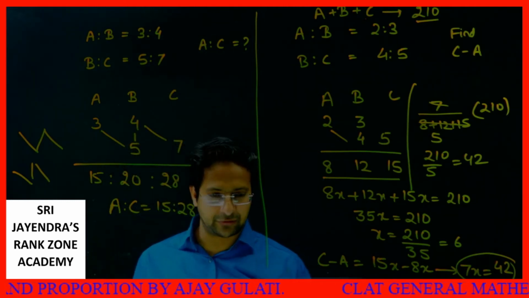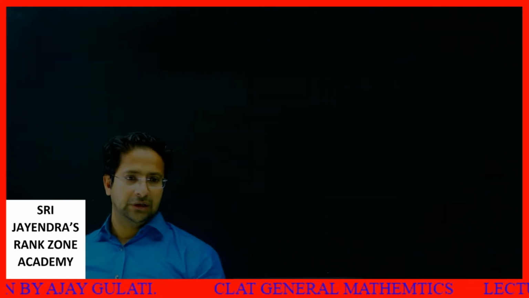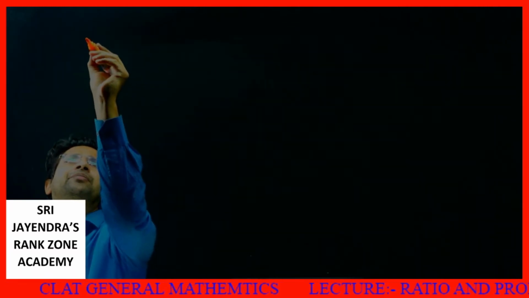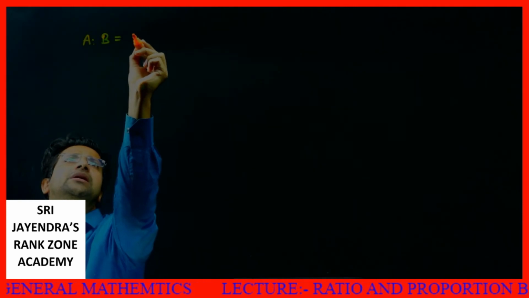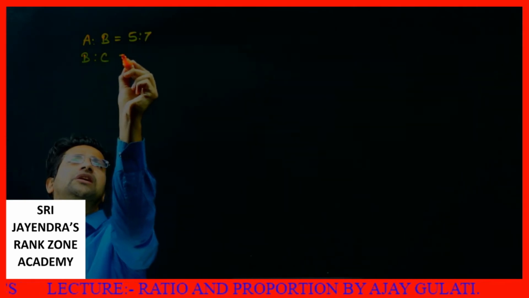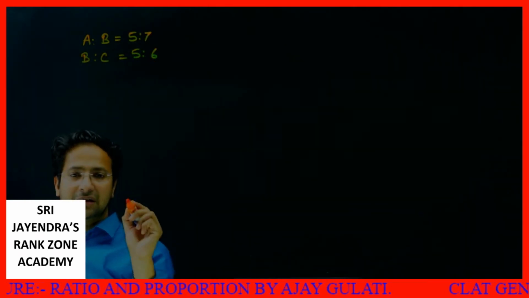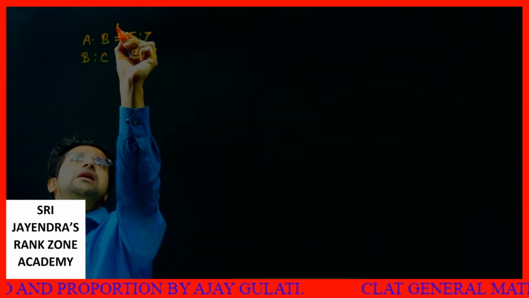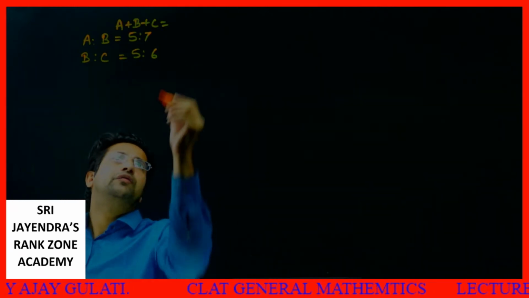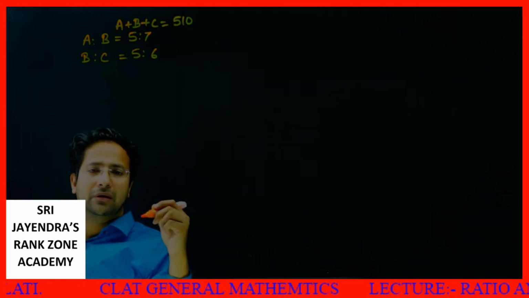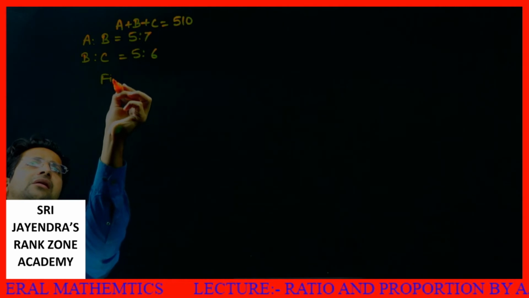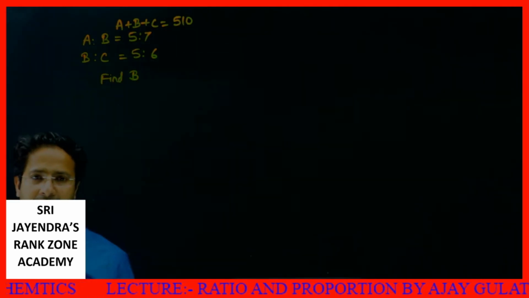I'll take a few more examples from this. Let's take 1 or 2 more examples to clear the concept. Suppose I say A is to B is equal to 5 is to 7. Then I say B is to C is 5 is to 6. And also it is given A plus B plus C is equal to 510. Okay, we are asked to find the value of, let's say, B. How do I do it?